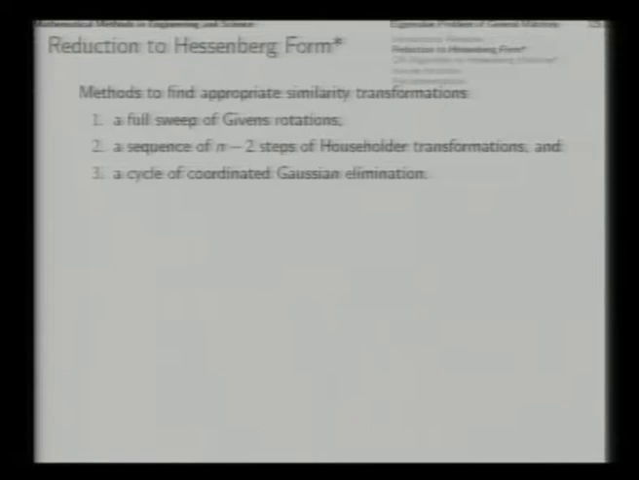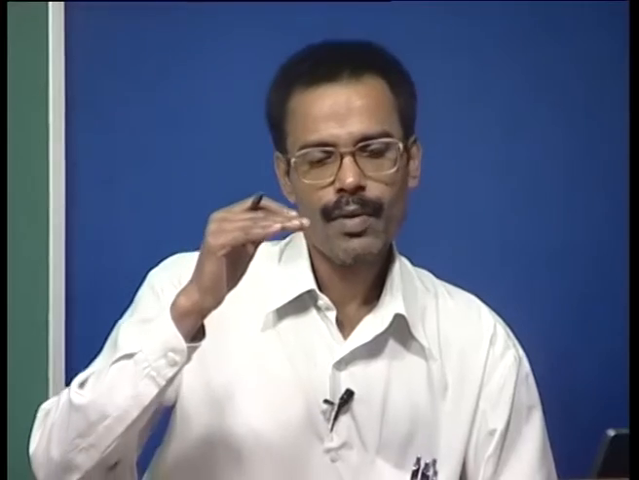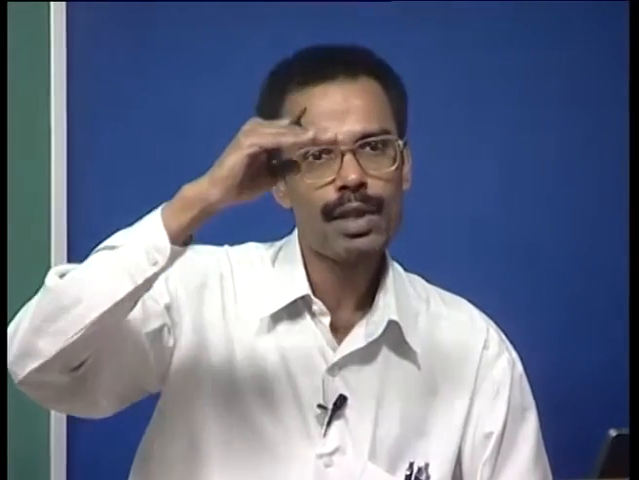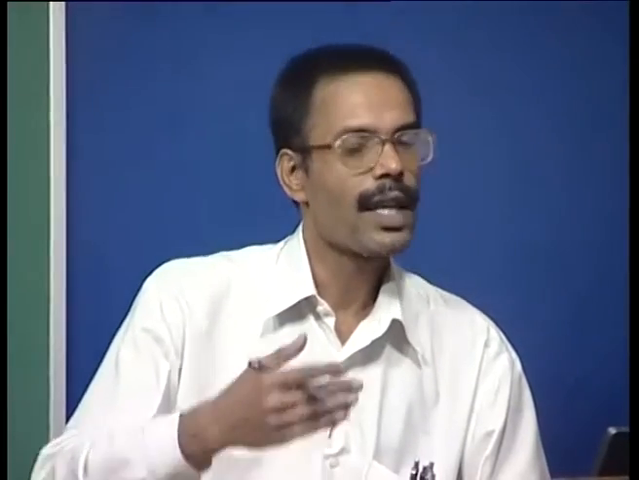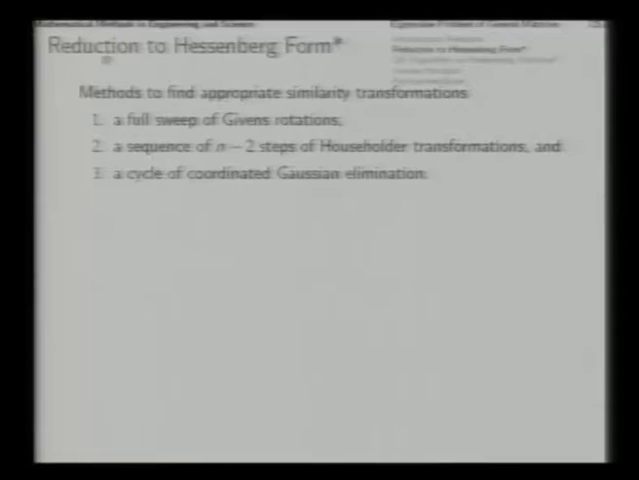So, there are three possible alternatives for the first step for a non-symmetric matrix. The first step for a non-symmetric matrix is to reduce it to upper Hessenberg form, which you can do with a fixed number of arithmetic operations without any iterative process, and then further we will conduct iterations on that upper Hessenberg matrix. So, the reduction to Hessenberg form can be done in several different ways.